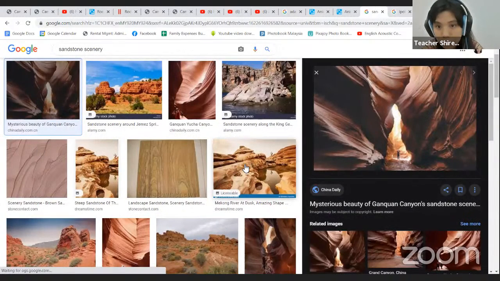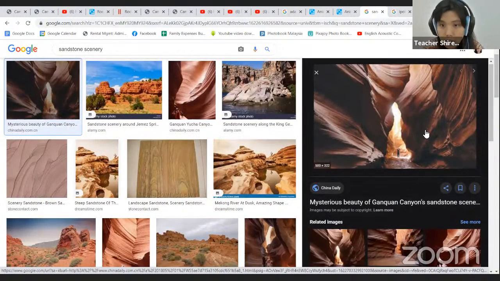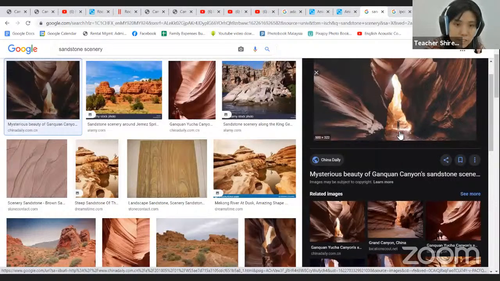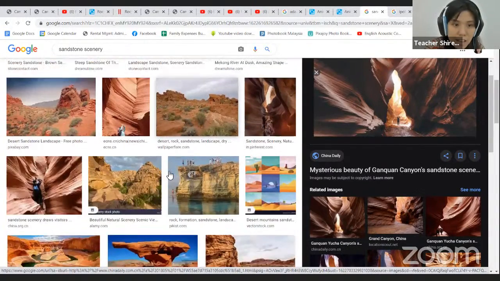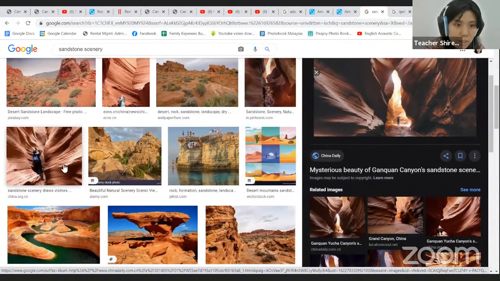Okay, I've been to the Grand Canyon. This is how the sandstone is. When you have sandstone, it's because of the wind, and also the water that carve all the lines. So when you see a lot of lines like chip, chip, chip, this is what it's called sandstone. It looks incredible.